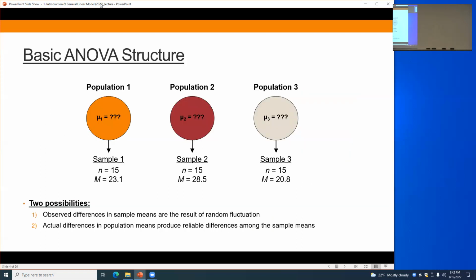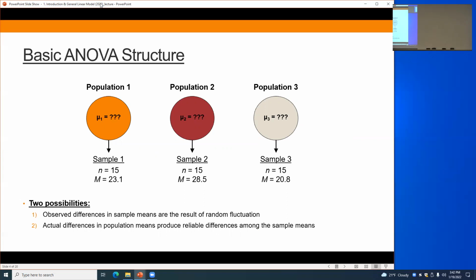Then we finished up talking about our ANOVA, right? Basic structure here. Sometimes there's going to be situations where maybe I want to compare more than 2 groups. Maybe I've got 3 groups or 4 groups, right? Well, we've got a plan for that. It's called our basic ANOVA, right? So we've got one population, two population, three population.